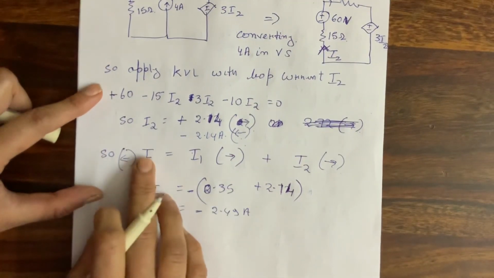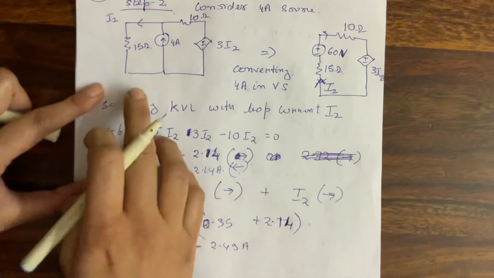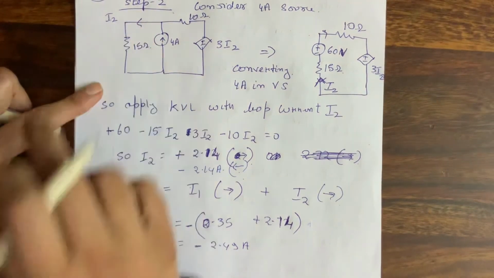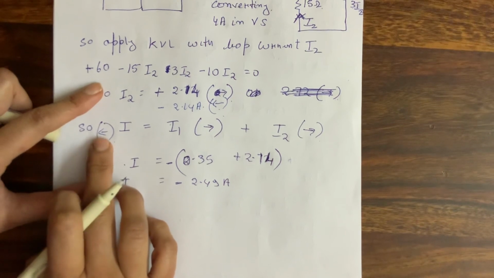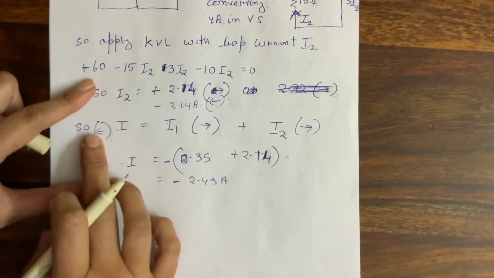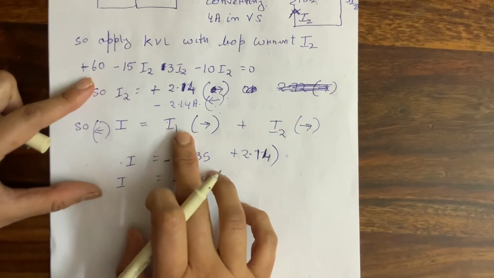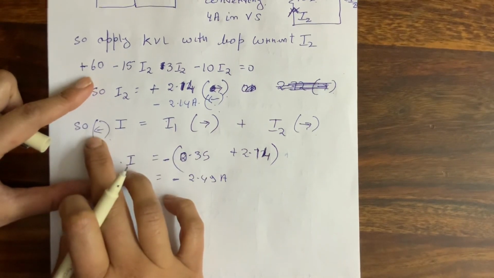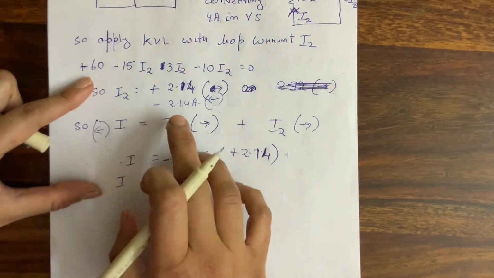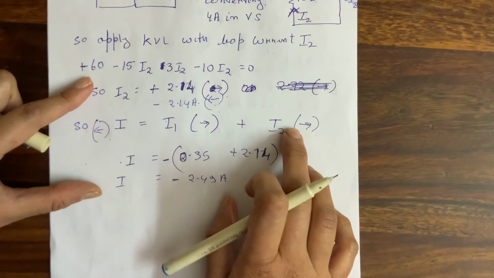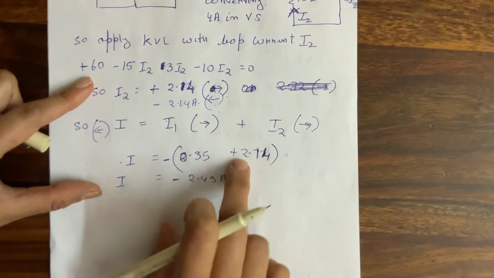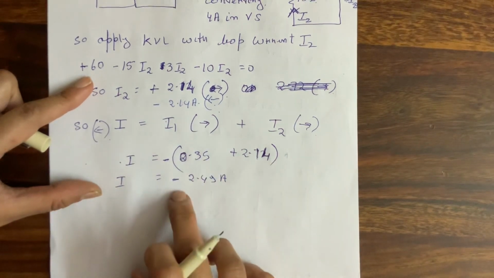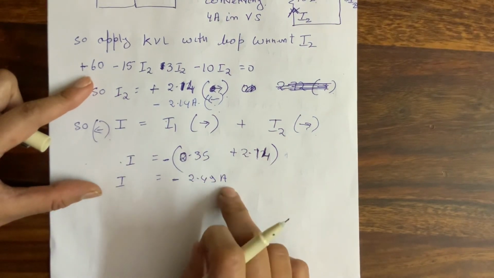Now if we have to find the total I, meaning the total current flowing through this 15 ohm, what was the main direction? That was going towards the left. So now I have to take the left direction as positive and the right direction as negative. Both the currents are going in the right direction. So that's why this was minus 0.35 plus 2.14. Hence the answer is minus 2.49 ampere.